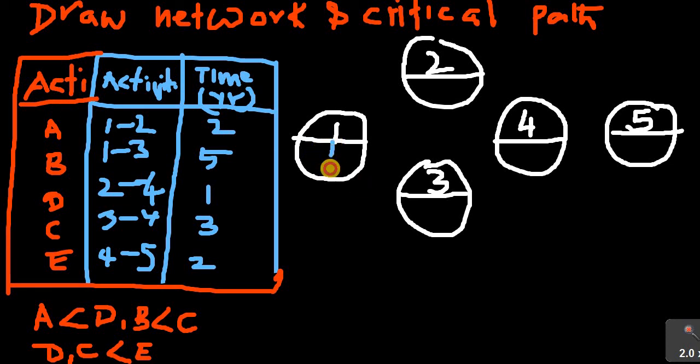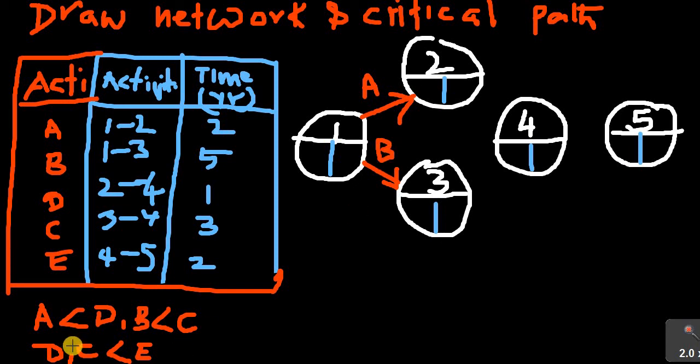Now I am dividing this into two halves. The lower half I am dividing into two halves in order to write the earliest time and latest time. Without earliest time and latest time, we cannot find the critical path. Now look at that. 1 to 2, this is what is given here. Activity A is given, and then another activity 1 to 3. The name of the activity is given as B.